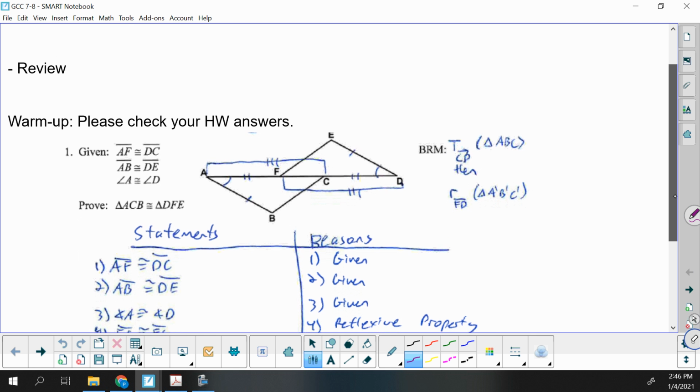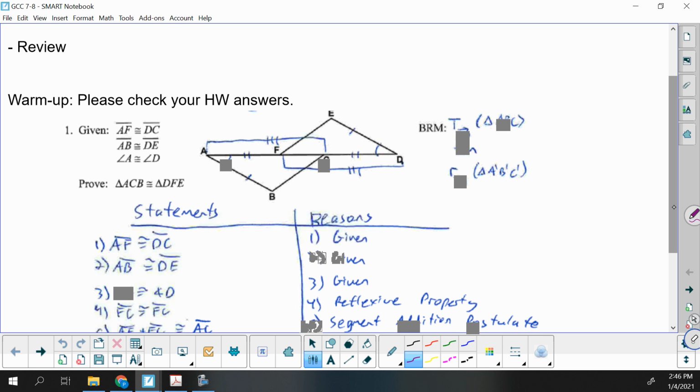So the first one, to prove these are congruent by basic rigid motions, we first want to translate our triangles. I chose to take triangle ABC and translate it to the right. So we wanted to translate it the length from C to D. You could have also said the length from A to F for that as well. And then we would need a reflection, so a little r over line FD.